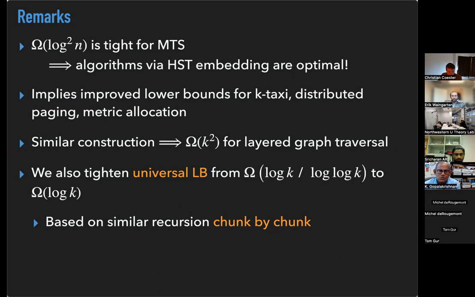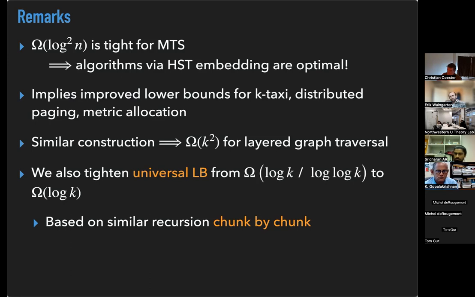So we get this log square n lower bound for MTS, and it is actually tight for MTS because there are algorithms that achieve this on every metric space of n points. What these algorithms are based on is to approximate the metric space randomly with an HST metric, and then run an algorithm on this HST metric. And this embedding step loses a log n factor. So there's a log n competitive algorithm for HSTs. Now you approximate the arbitrary metric with an HST, which loses another log n, and this is how these log square n upper bounds are achieved.